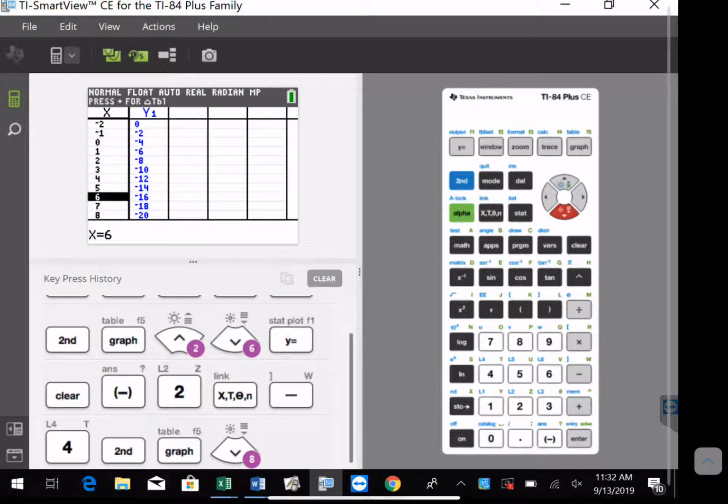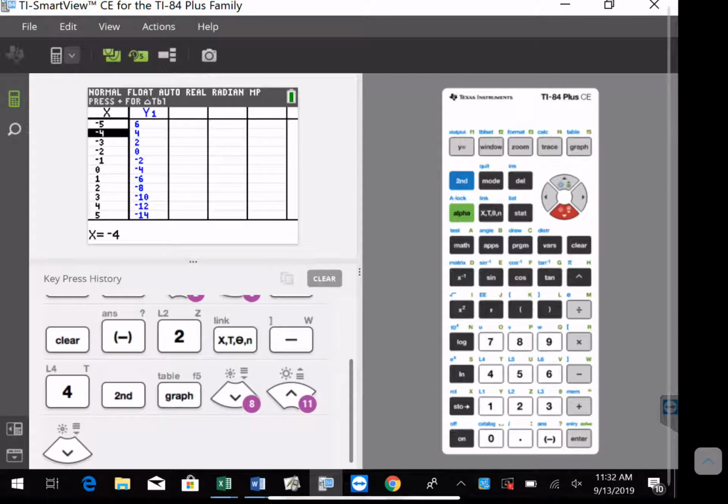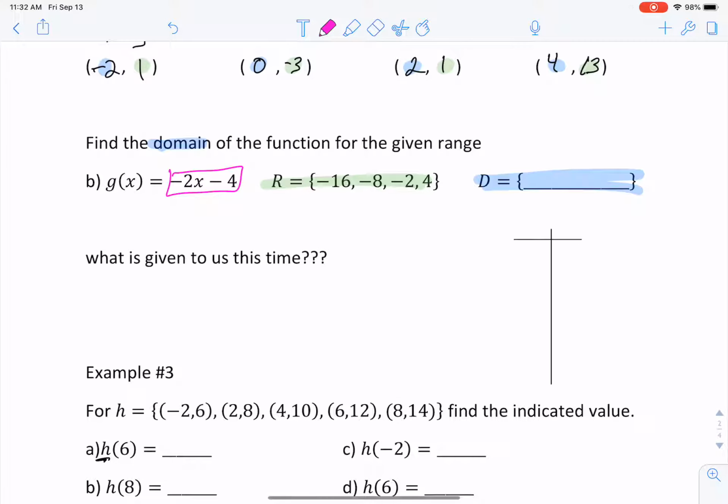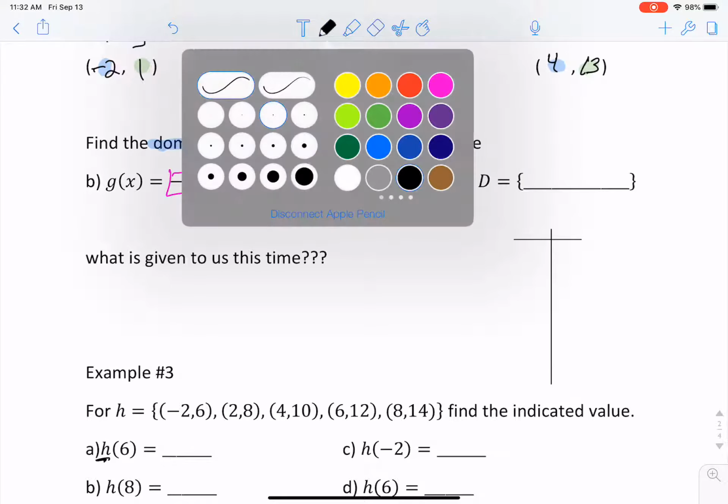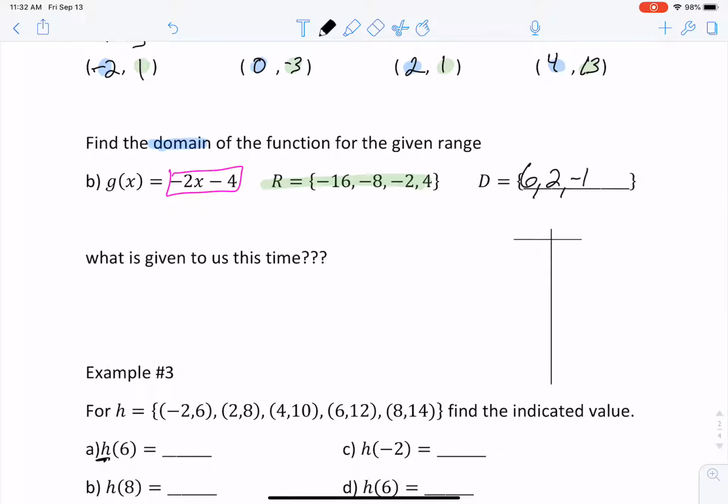When y is -16, x was 6. When y is -8, x is 2. When y is -2, x is -1. And when y is 4, our x is -4. So over here, we'll put in the x values that we found, which were 6, 2, -1, and -4.